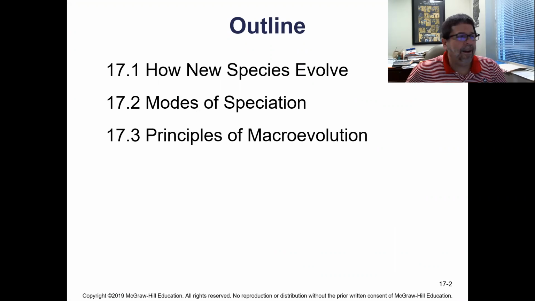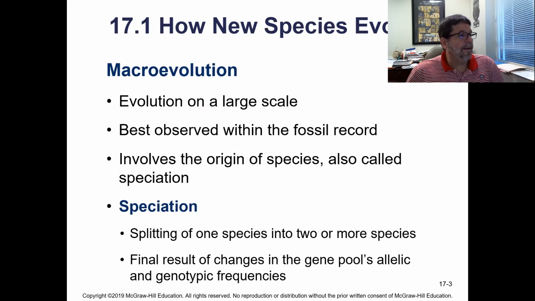This is looking at how species evolve. Actually, question 10 is probably my favorite one: describe the two modes of the pace of macroevolution. And then of course the first one, define macroevolution. Macroevolution is evolution on a large scale, best observed within the fossil record, and it involves the origin of a new species, also called speciation. That is a splitting of one species into two or more species, and the fact that it results in two different species of organisms.